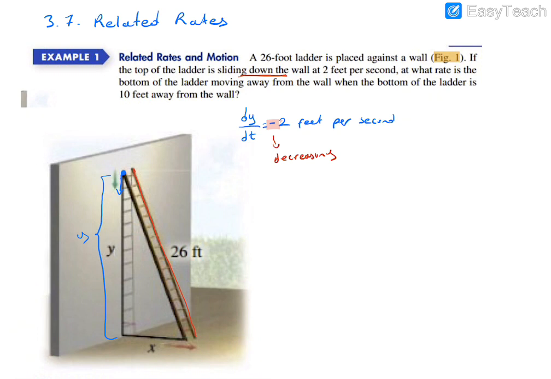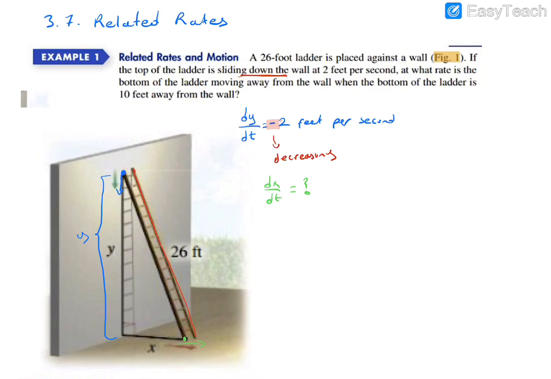At what rate is the bottom of the ladder moving away from the wall when the bottom of the ladder is 10 feet? Okay, so actually we try to calculate this change. Let's use a different color. This change in that direction. This is change of the x. So we try to calculate dx over dt, which is feet per second, but we don't know. But you can say it will be positive because it's increasing. Okay, because it goes to the right direction.